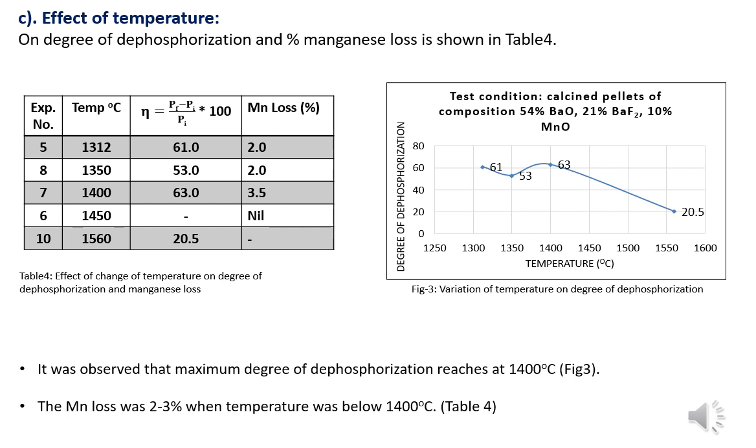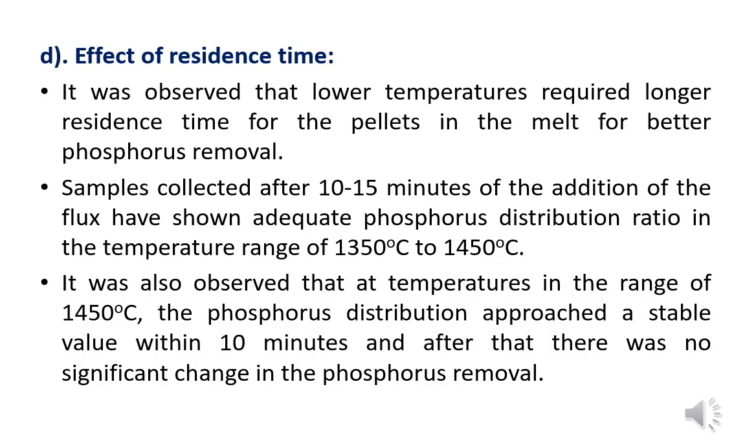This table also shows the effect of change in temperature on manganese loss. The manganese loss was 2 to 3% when the temperature was below 1400 degrees centigrade and was reduced to almost nil when the temperature was increased to 1450 degrees centigrade. Effect of residence time.